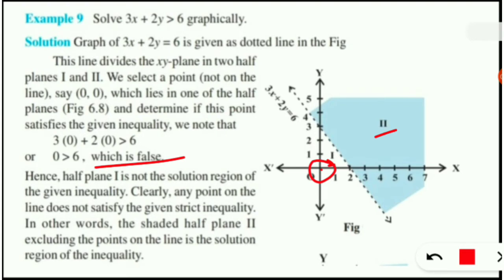Clearly, any point on the line does not satisfy the given strict inequality. In other words, the shaded plane 2, excluding the points on the line, is the solution region of the inequalities. Why excluded? Because for the less than and greater than signs, the points on the line are excluded; for greater than or equal to and less than or equal to, the points on the line are included.